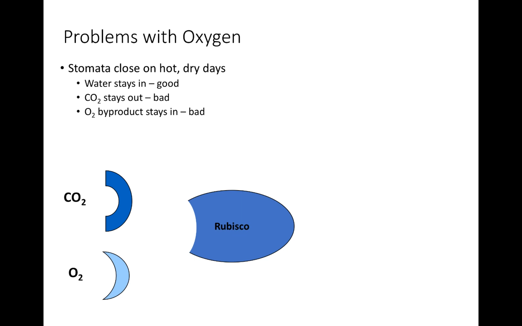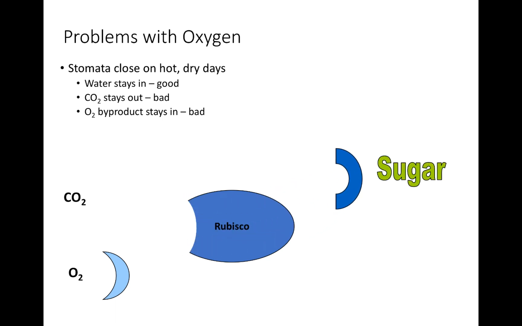Now remember Rubisco. Rubisco is the enzyme in the Calvin cycle that fixes CO2 to RuBP. Okay, so normally that's how it goes. CO2 and the Rubisco enzyme interact, and Rubisco fixes CO2 to RuBP, initiating the Calvin cycle, giving us sugar. That's good. That's what we want.